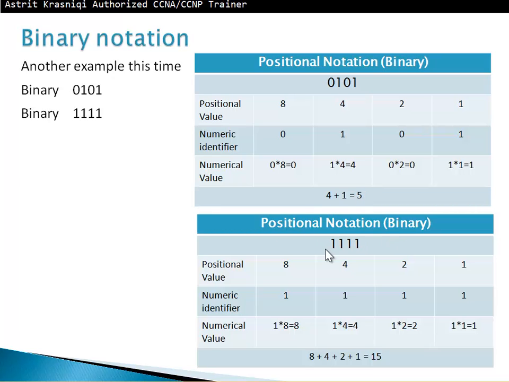Again, another one, let's take the binary number 1111. This digit here represents 8. The next one represents 4. The next one represents 2. And the next one represents 1. So 8 plus 4 plus 2 plus 1 equals 15. So binary 1111 in decimal is 15.